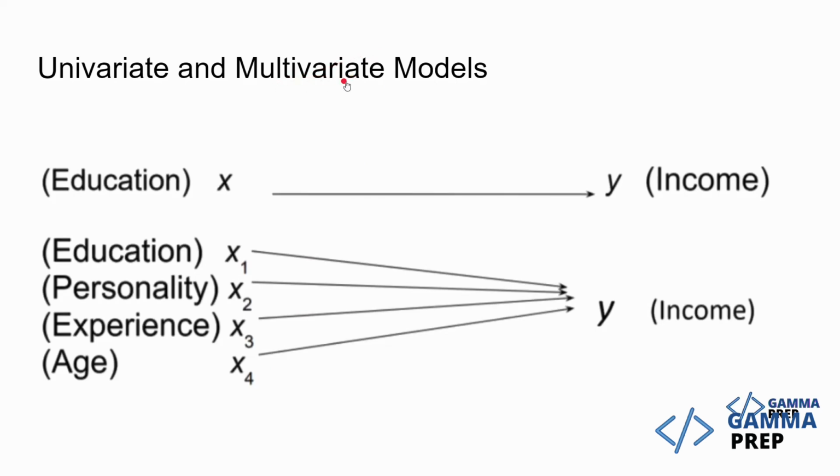Multivariate model means your target is dependent on multiple independent variables. Whereas in univariate, what happens is your Y will only depend on one of your features. So here your X contains only one feature, here your X will have multiple independent features. Okay.